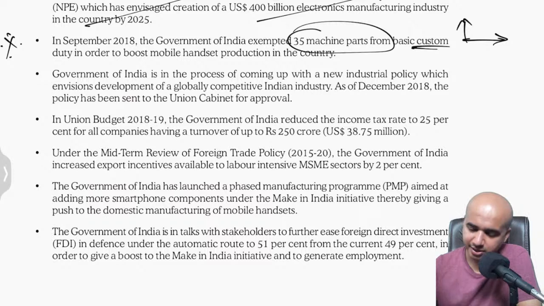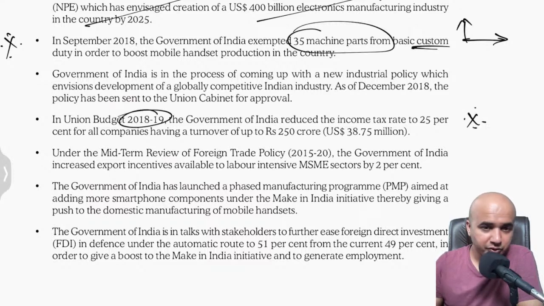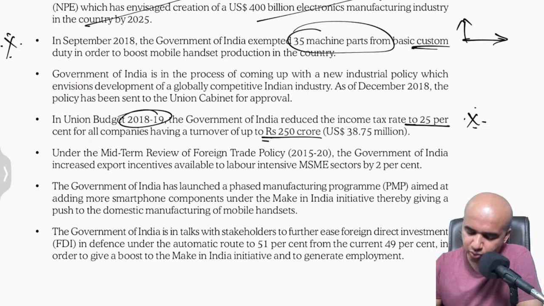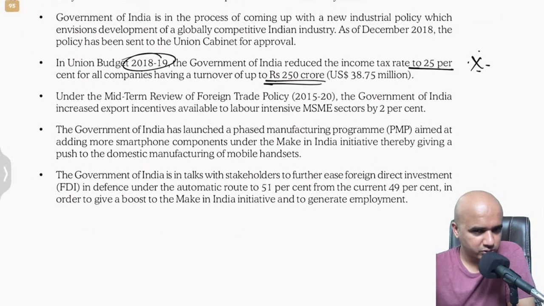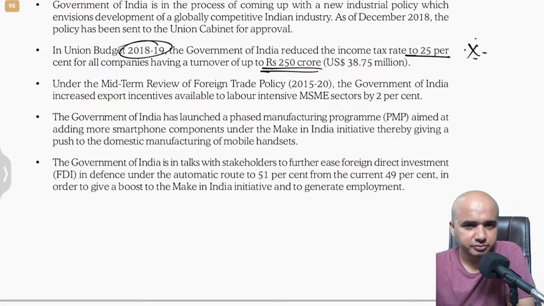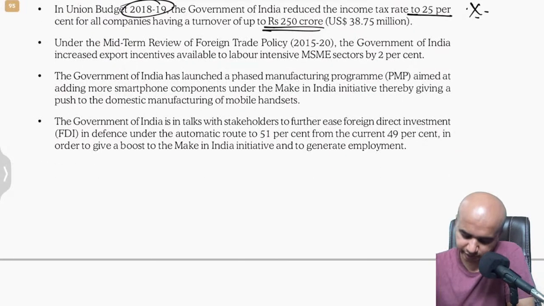This is also very important. In Union Budget 2018-19, the Government of India reduced the income tax rate to 25% for all companies having a turnover of up to 250 crores. Below that, you'll have to pay only 25% tax. That's what the government said. The rest of them can pay 30%. So that is one good initiative. Anything else? No.